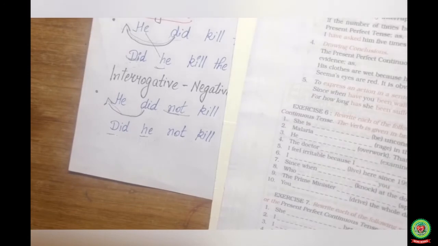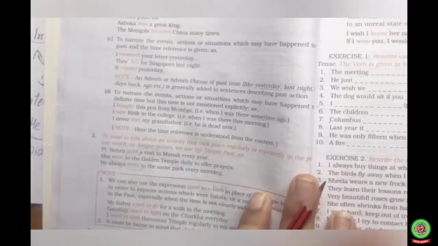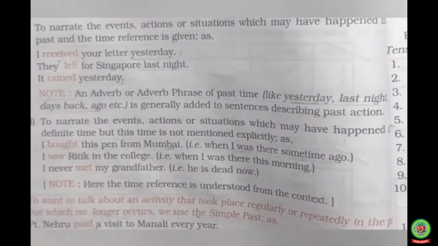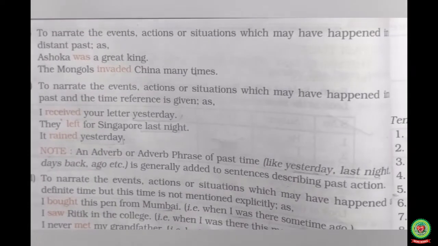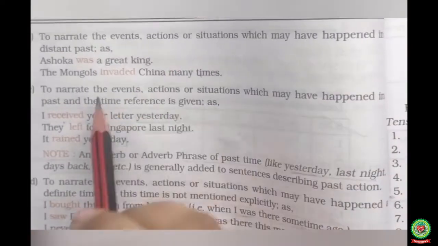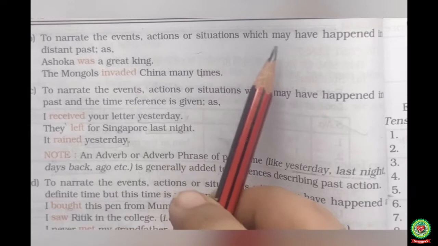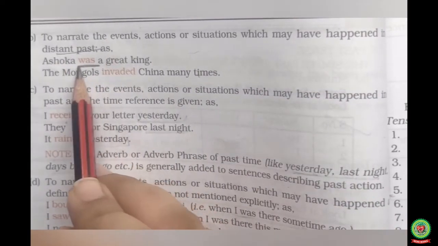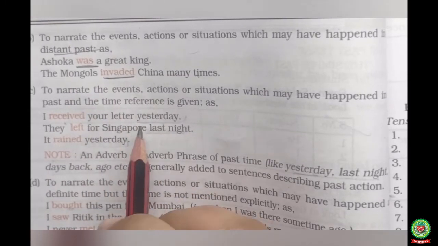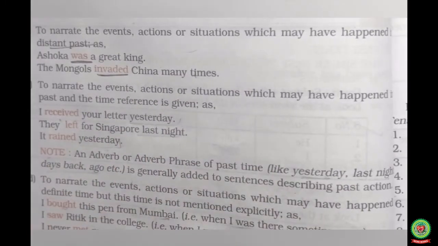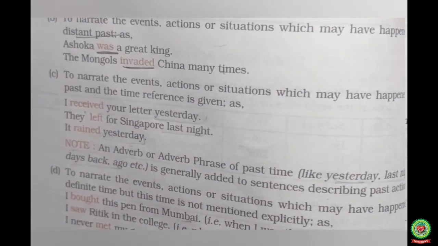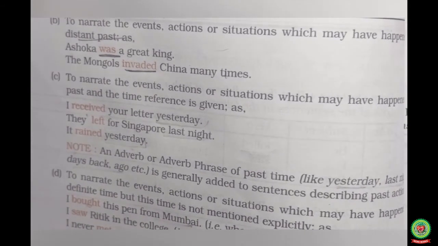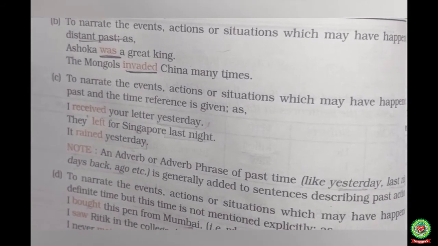Now next, see children, in the next sentence you are given an example. To narrate events, actions or situations which may have happened in the distant past. For example, Ashok was a great king. The Mongols invaded China many times. Means these actions happened in the distant past, very far. So this has already happened, so we are not going to use any other tense. We will be using only simple past tense.